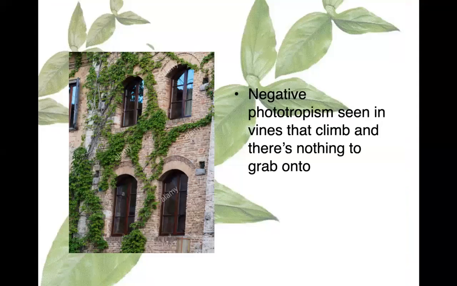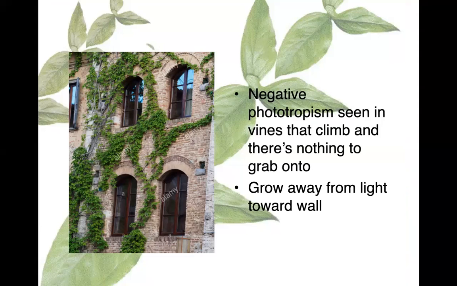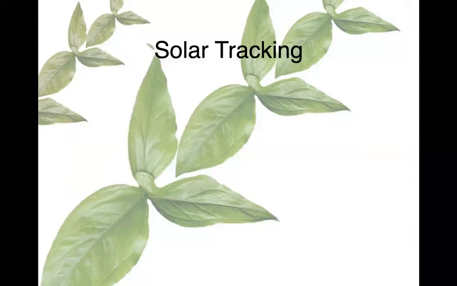Negative phototropism you see in vines, because vines have to grow on solid objects, and there's not really going to be many solid objects in broad daylight. So they usually look for more shaded areas, which indicates that there is something there that they can grab onto. So they'll grow away from the light toward the wall.